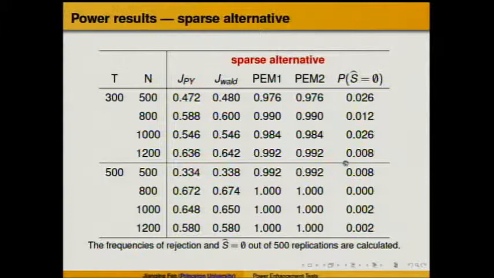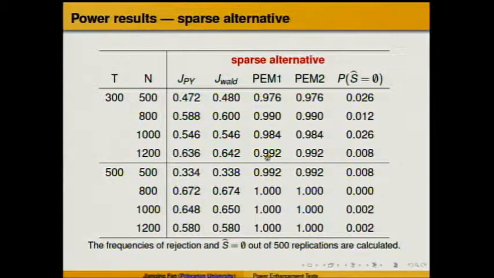Remember, the first one has the number of non-zero alphas equal to n divided by t. So the first one has 1, maybe 2, 3 non-zeros, and 4 non-zeros. Now if we look at the Pesaran-Yamagata test statistic, it has power around this. And when we apply our screening test, the power enhancement test, the power boosts significantly.